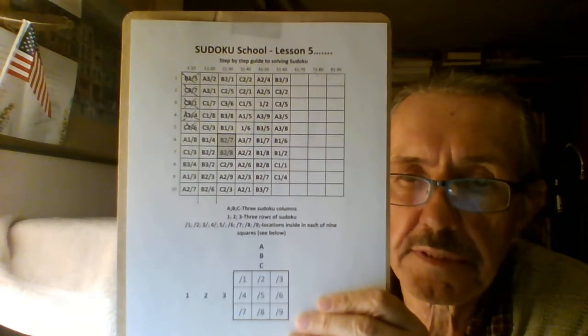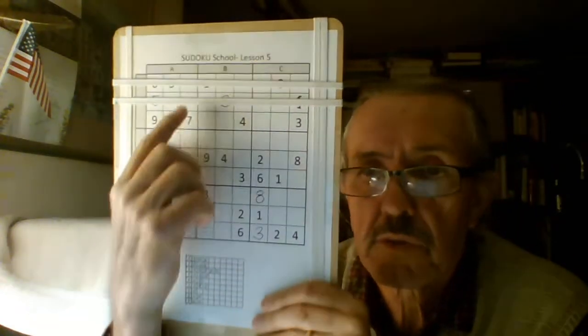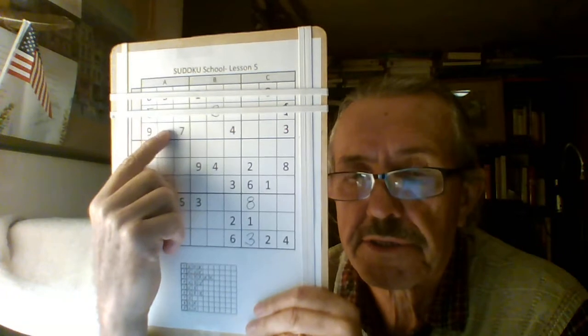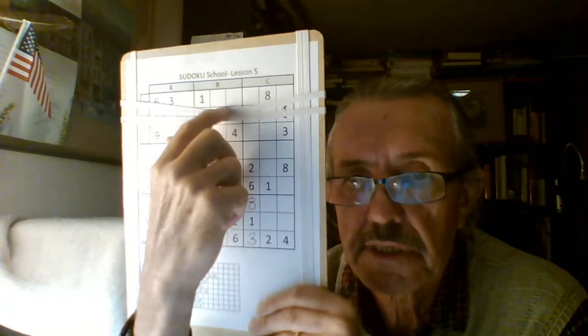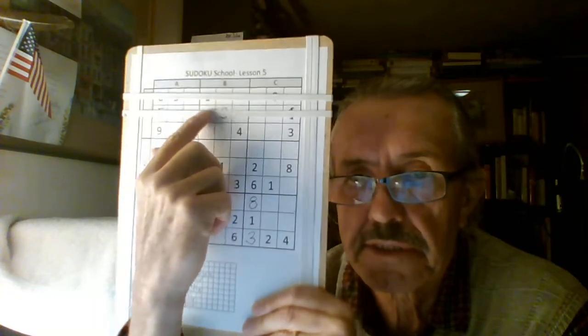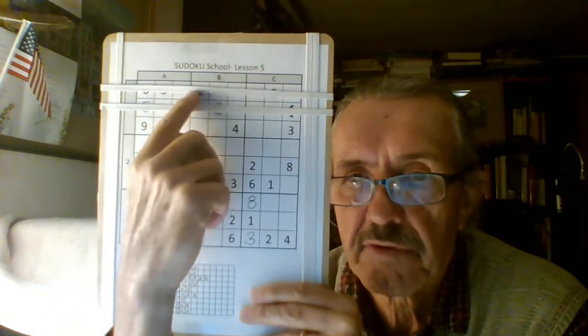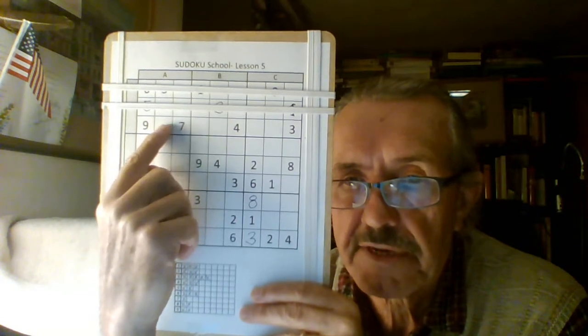Next step is A1/8. Square A1 is over there. Location 8 is over there. We're looking for number 1. As you see in this row, number 1 already exists, and in this row, number 1 already exists. There's one available space for square A1, over there.